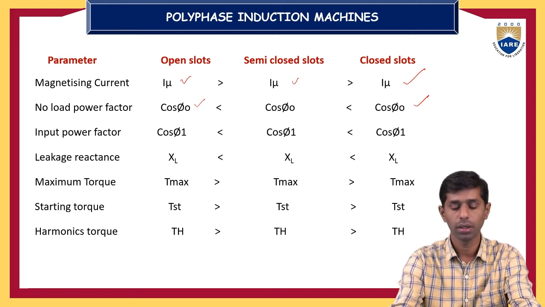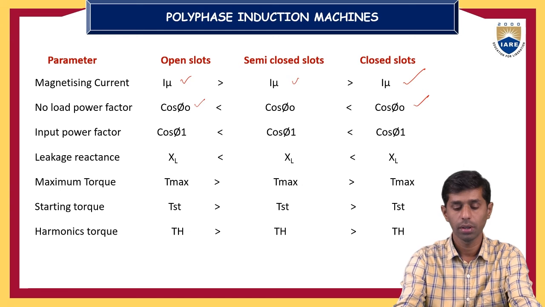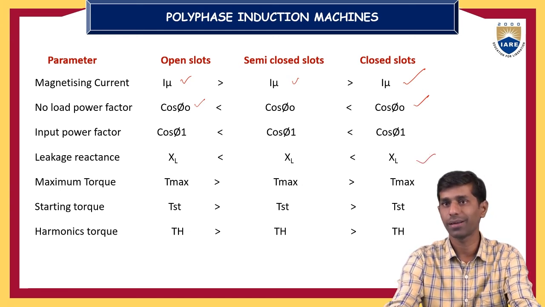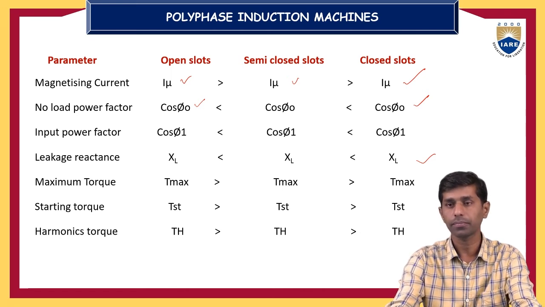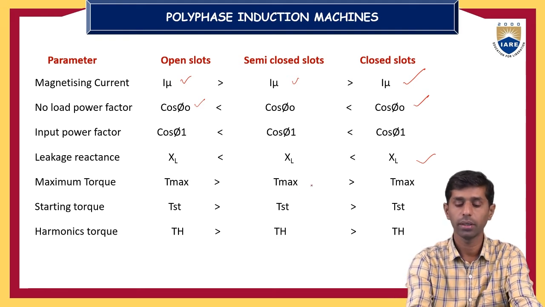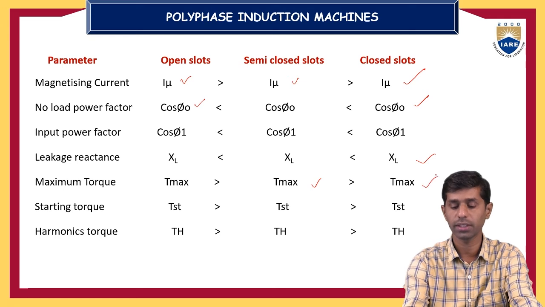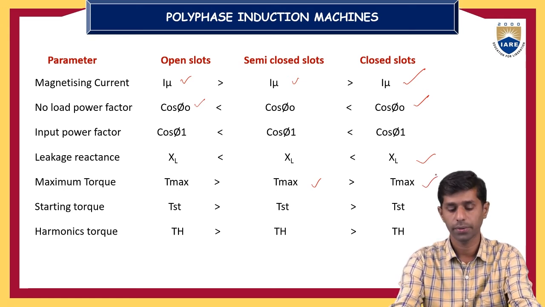Leakage reactance of the open type slots is less compared to the other two types, semi-closed and closed types. XL of the open type slots is less than the semi-closed and closed types. Maximum torque developed in open type slots is greater than the remaining two types, that is semi-closed and closed type. Tmax is greater than the Tmax of semi-closed as well as the Tmax of closed type slots.